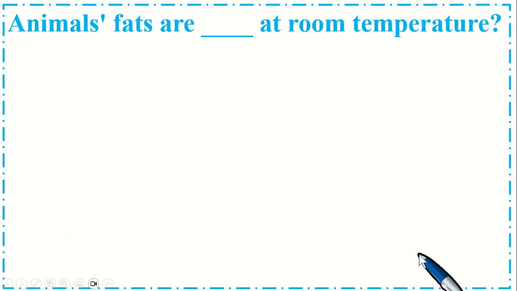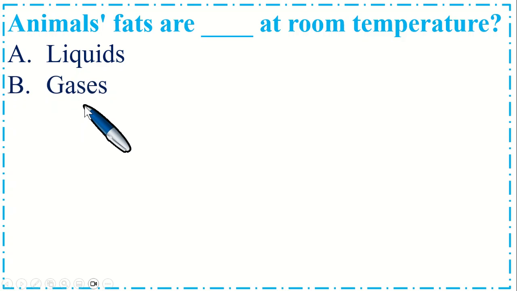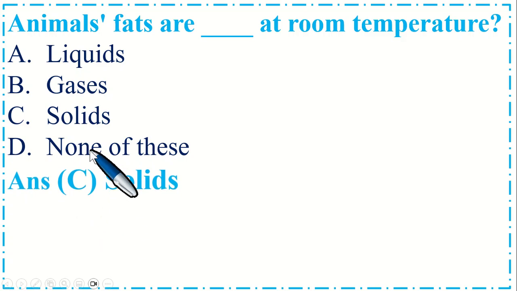So this is a very important MCQ. Animal fats are dash at room temperature. Option A liquids, B gases, C solids and option D none of these. So the correct option is C, solid.